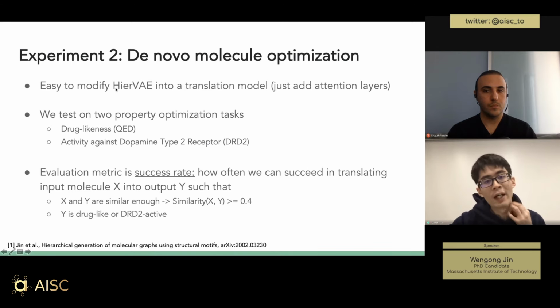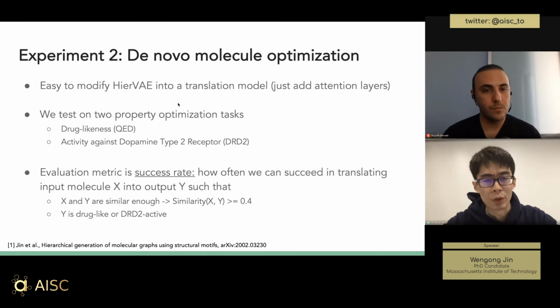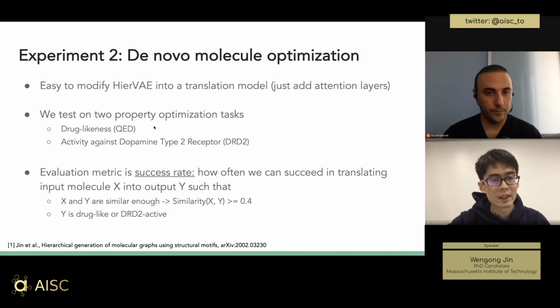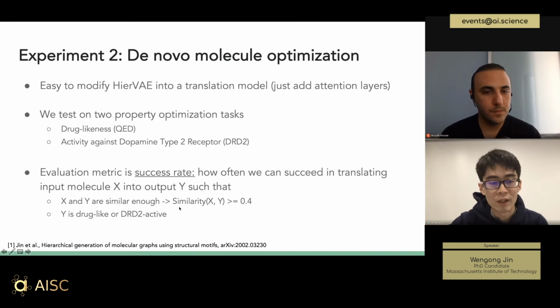It is easy to modify this hierarchical VAE into a translation model by just adding attention layers between the encoder and the decoder. We tested on two property optimization tasks. One is to optimize the drug likeness measured by the QED. Another is to optimize the output molecule's activity against dopamine type 2 receptor. The evaluation metric is success rate. Basically, how often can we succeed in translating input molecule X into an output Y such that they are similar enough, and also Y is drug-like or DRD2 active.